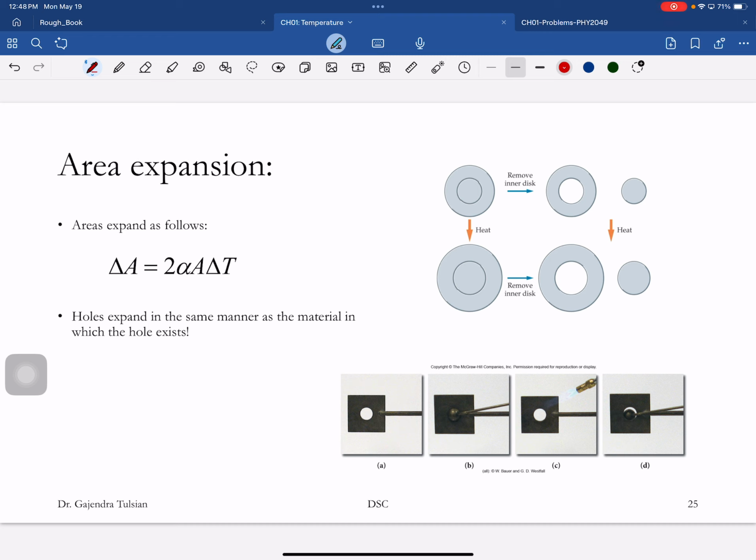Here's another interesting fact. Let's say here's an aluminum washer. Let's say you have an aluminum washer like this, and you heat it. You know how aluminum would expand. Now the question is, how does this gap expand?